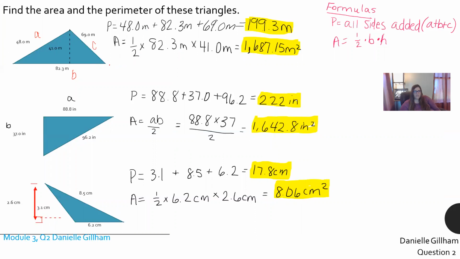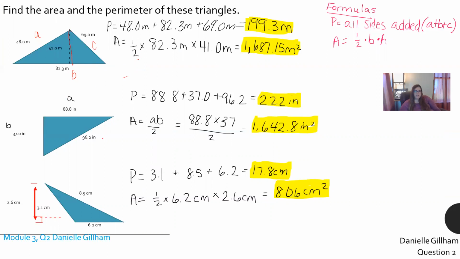To get area, we have half times the base. Our base is side B, and our height would be the height from the top point of the triangle to the base. So it's going to be 41 meters. So if we do half times 82.3 times 41, we're going to get 1,687.15 meters squared.